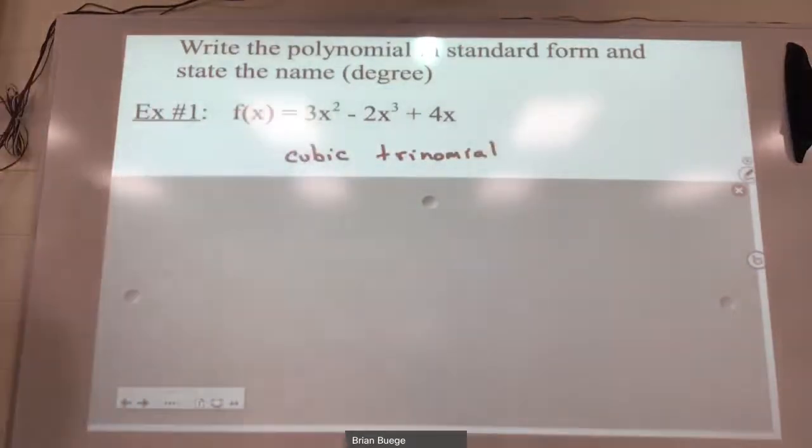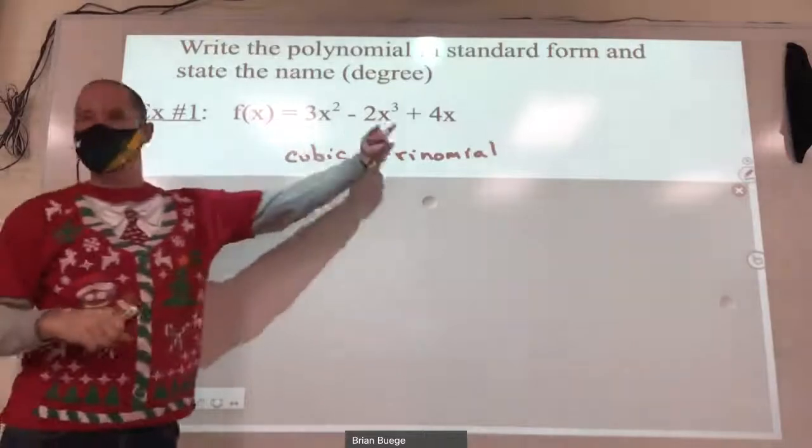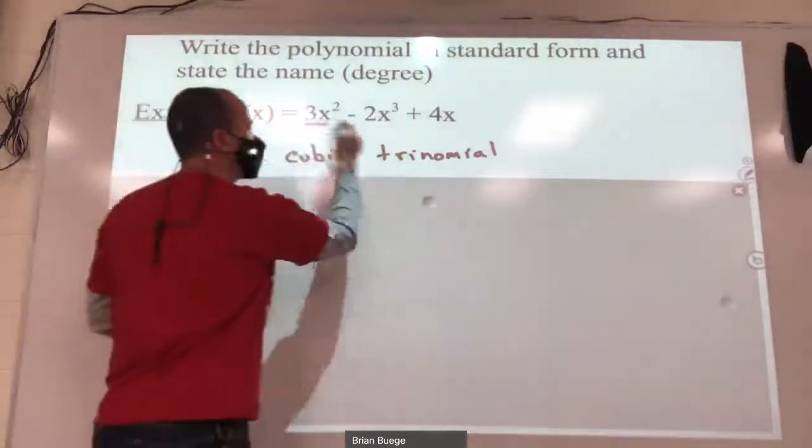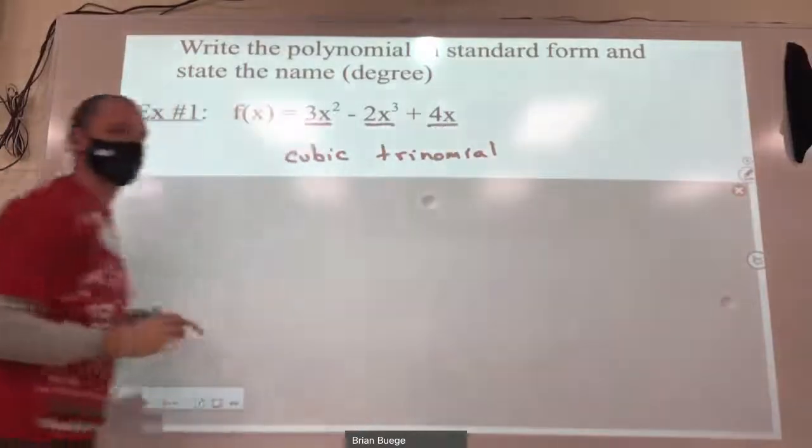That is what is called a cubic trinomial. Cubic because the highest degree is 3. Trinomial because you have 3 terms. Remember, terms are always separated by plus and minus signs. So here's 1, 2, 3.